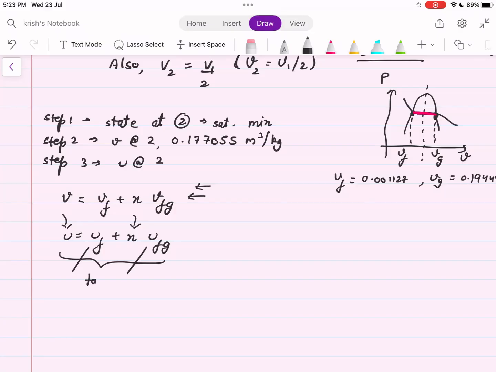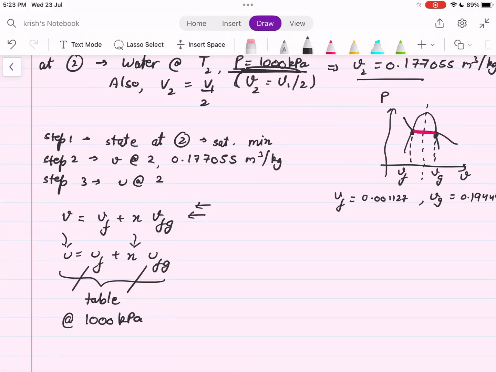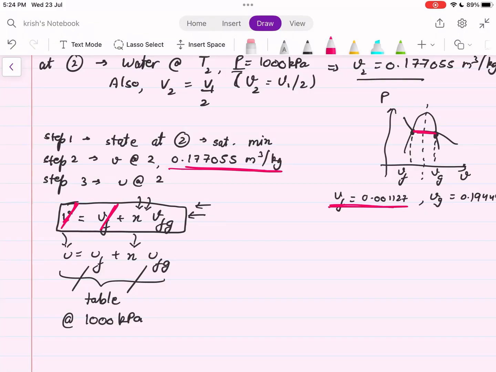These two values are given in the table, right? We can always get it from the table at 1000 kilopascals, right? Because that is the pressure at 2. So we have to find U and x. So obviously there is only one equation and two variables. We can't solve it, right? So if you notice carefully, in this equation, we know everything except x. Right? In this equation, we know the value of V, that is this. We know the value of Vf, that is this. Vfg can be found in the table, it is given.